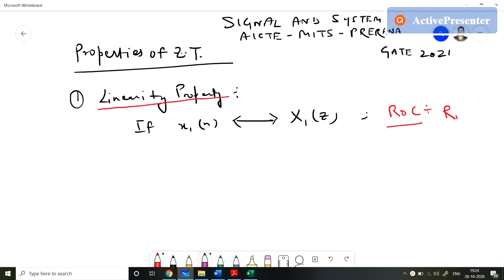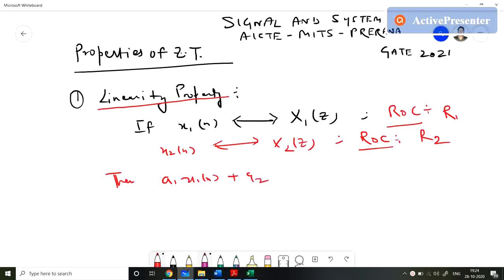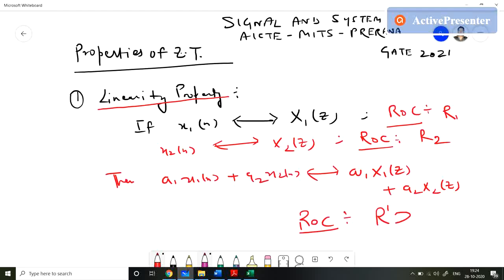According to this property, if x1(n) has Z transform X1(z) with ROC R1, and x2(n) has Z transform X2(z) and the ROC is R2, then the combined signal A1 x1(n) plus A2 x2(n) has the Z transform A1 X1(z) plus A2 X2(z), and the ROC is R dash, which belongs to R1 intersection with R2. So this is our linearity property.